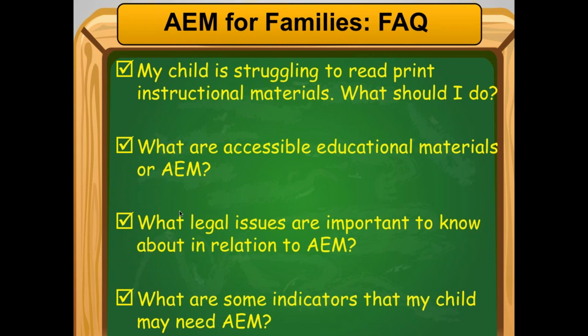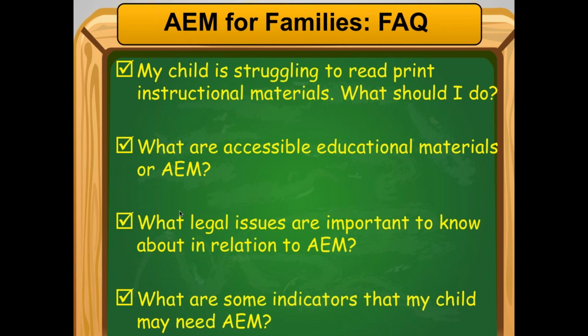But here's a question. My child is struggling to read print instructional material. What should I do? So obviously a good place to start is to talk to the teacher about the concern and to see whether, for a child having difficulties reading, accessible educational material may be needed. The school may suggest these materials, or you, as a parent, may want to start a discussion about your child's need for AEM in the school.